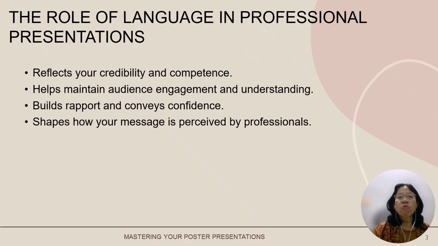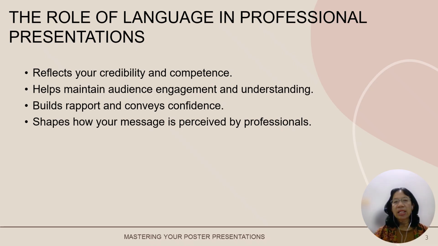Third, your choice of words builds rapport and conveys confidence. Using a polite and respectful tone and perhaps even some courteous interaction phrases makes the audience feel valued and open to your message. When you speak clearly and formally, it naturally projects an image of self-assurance and authority.